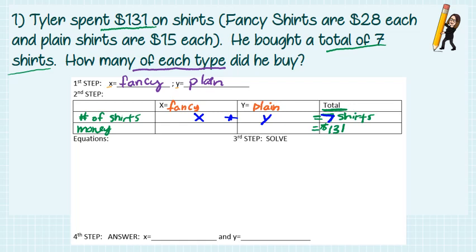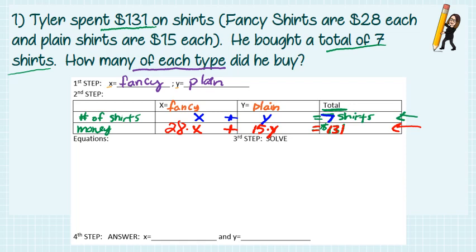Here's where we have to be careful though. The second equation is equal to $131. So that means I need money in my equation. Well, fancy shirts, I don't know how many, were $28 each. So I have to multiply how many shirts by the cost. But also, I need to multiply the amount of plain shirts by the cost. So I have a row that's all about the number of shirts that add up to 7, and I have a money equation that every piece has money involved.